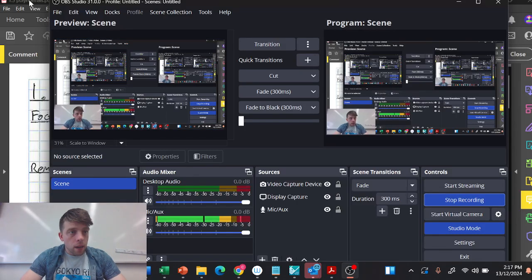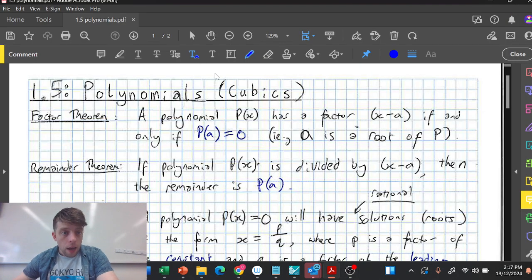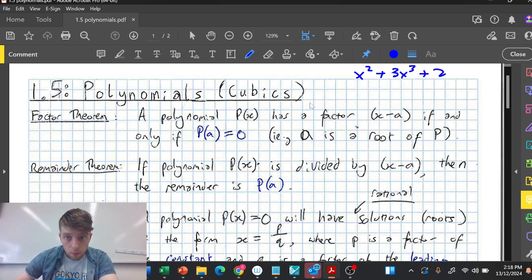All right, and we are back getting ready to talk about exercise 1.5, which is on polynomials, in particular cubic polynomials. So, as a quick refresher of exactly what a polynomial is, it's an expression that contains the sum of a bunch of variables that have non-negative integer powers. So, for example, if we have x to the power of 2, 2 is a whole number. That's a polynomial. If we have 3x to the power of 3, polynomial.